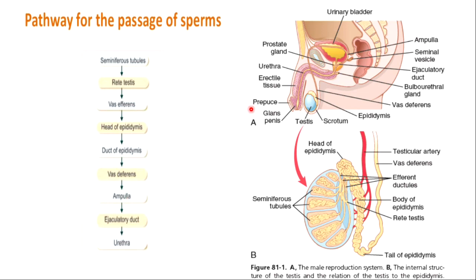So, in summary, makikita natin dito sa table yung pathway natin. So, from the seminiferous tubules in which the sperm is formed, it will go to the rete testis, to the vasa efferentia, into the head of the epididymis, to the duct of epididymis, to the vas deferens, ampulla, ejaculatory duct, and the urethra. Okay? So, ito ulit yung picture kanina, showing you the different internal structures of the male reproductive system.